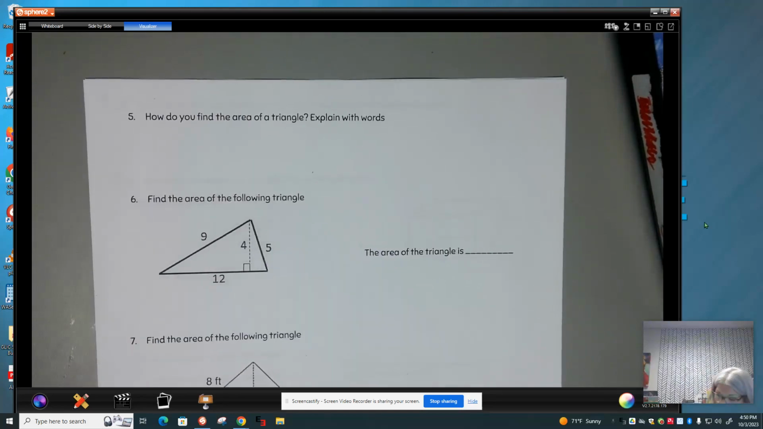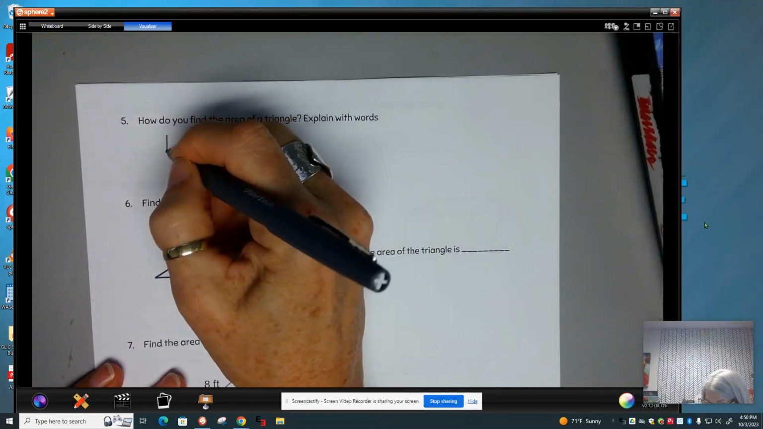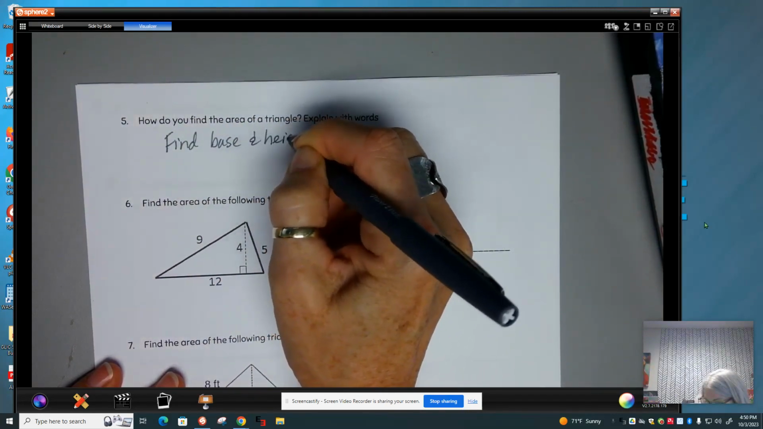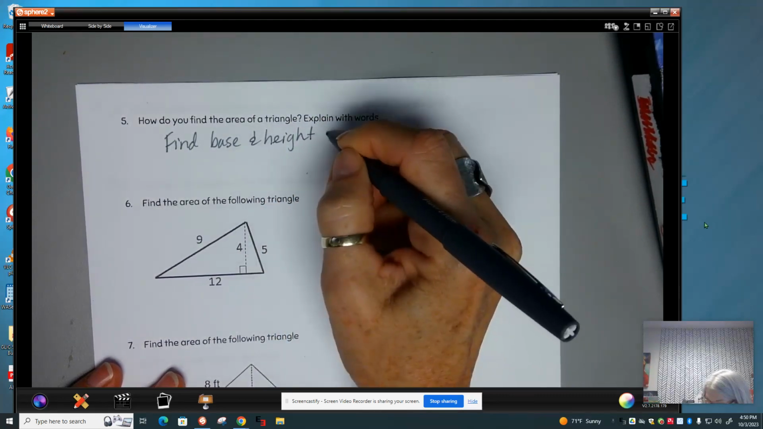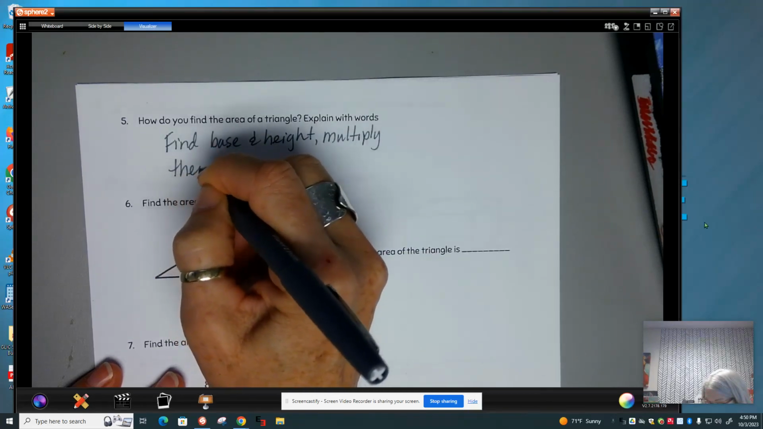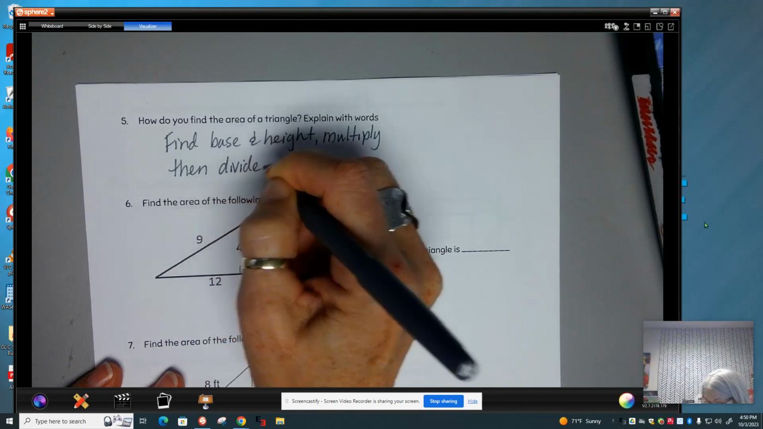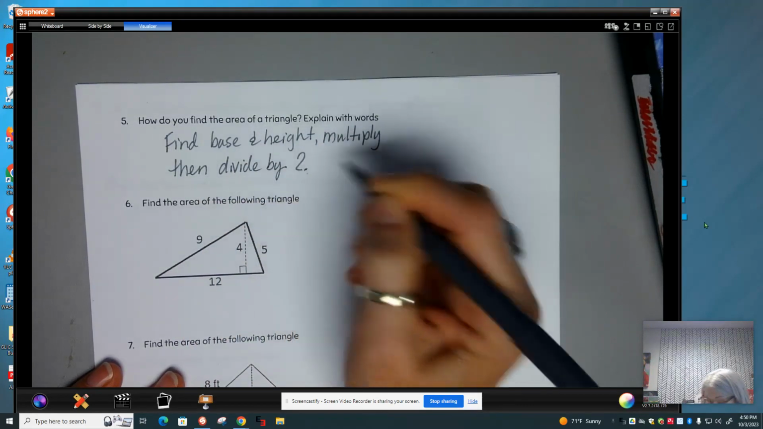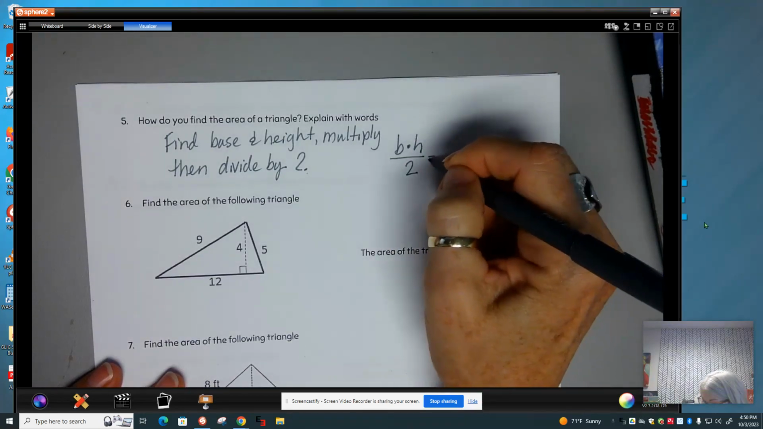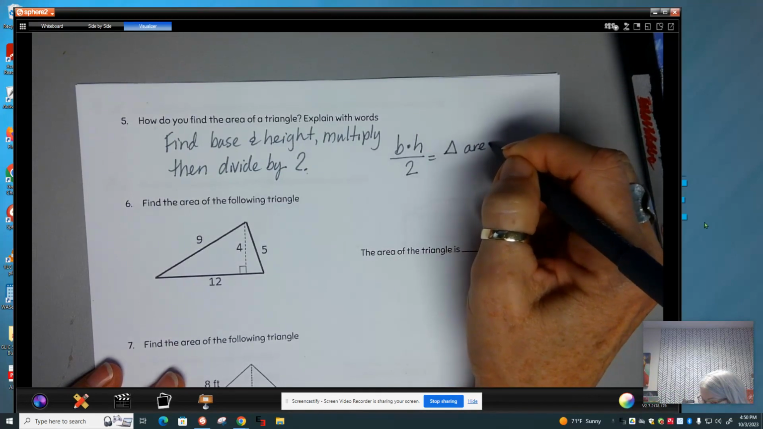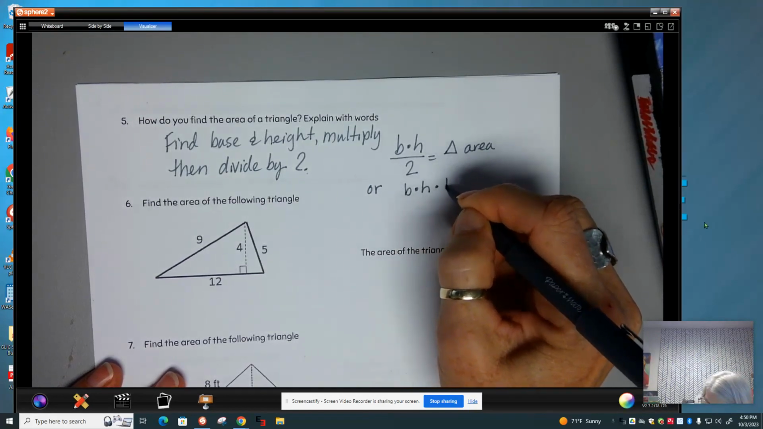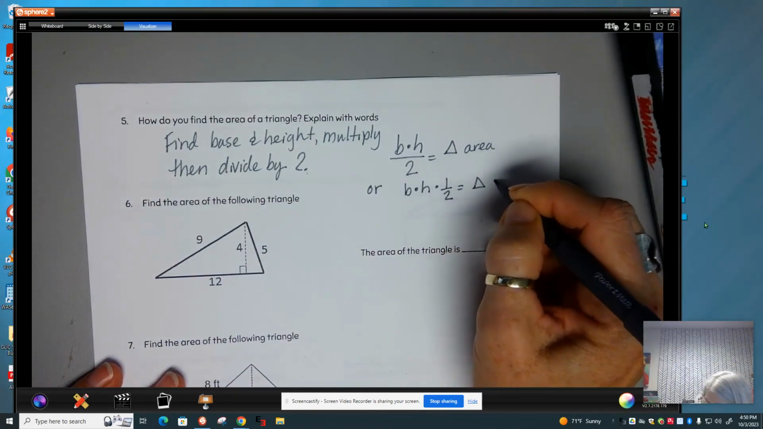How do we find the area of a triangle? Well, we find the base and the height. We multiply, then we divide by 2. You don't have to write it exactly like me, but it has to be something like that, right? So base times height divided by 2 equals triangle area. Or you can write it as base times height times 1/2 equals triangle area.